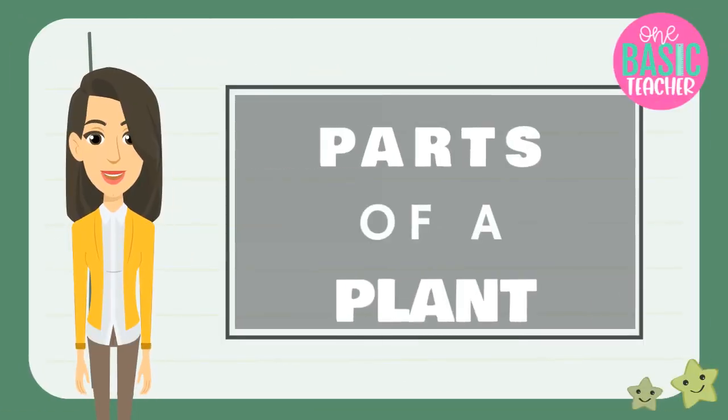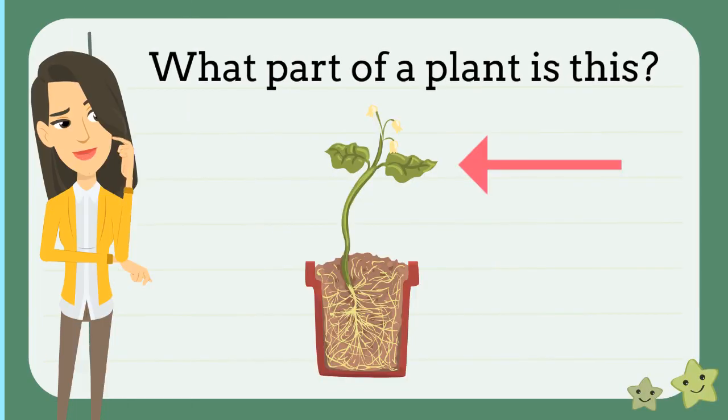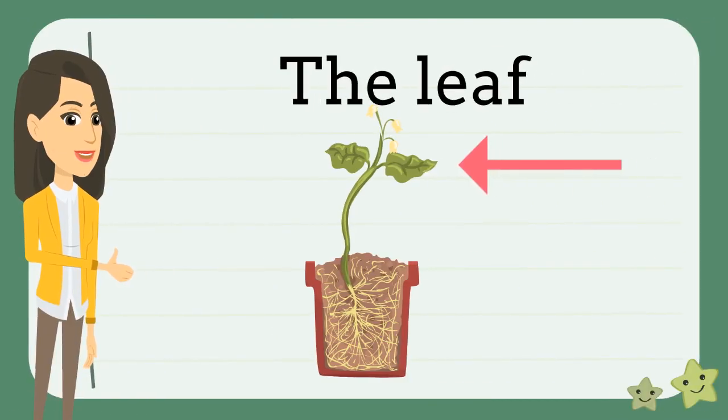Now that we know the different parts of a plant, let's see if you can identify the parts of a plant. What is this part of a plant called? What do you think? You're right. It's called the leaf.